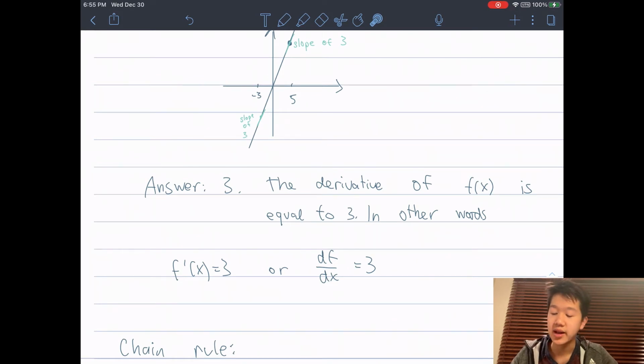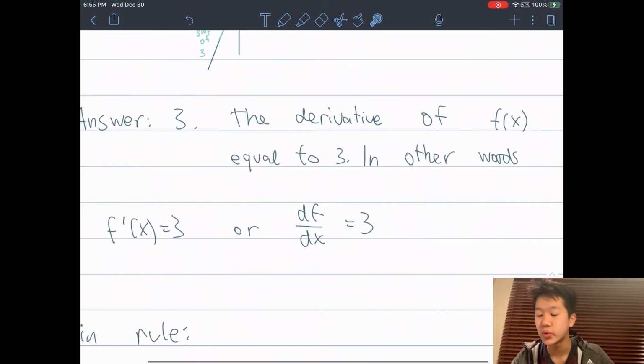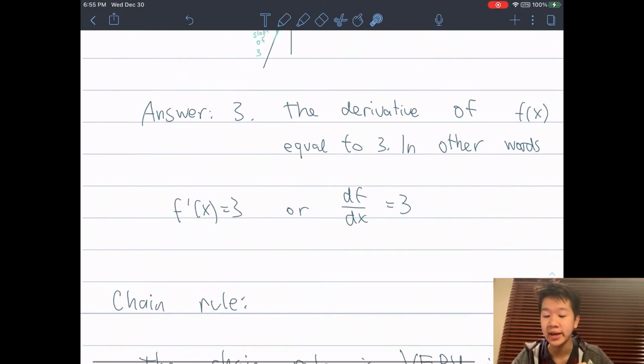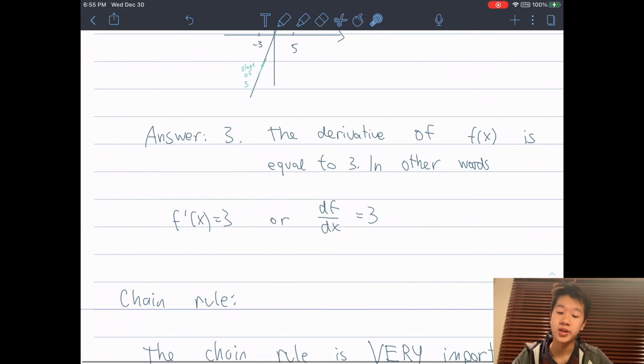So the answer for this question in particular is 3. So the derivative of f of x is equal to 3. In other words, f prime of x is equal to 3, or df over dx equal to 3. And notice how I'm not putting any value, so f prime of 5 or f prime of 0, because I'm saying that for all x, they're all equal to 3. And the same case here. So for all x, it's still equal to 3, the slope.